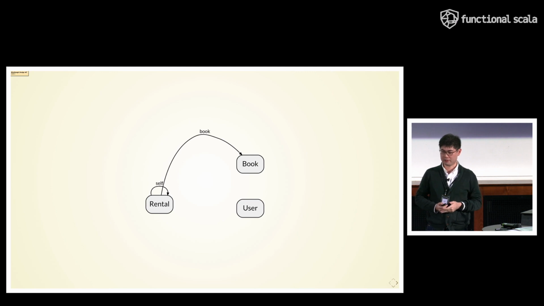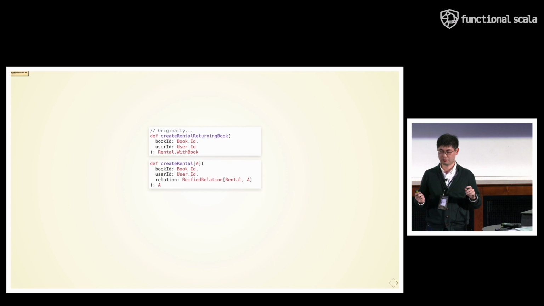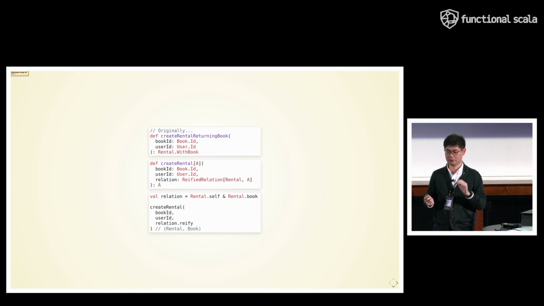How about this thing? So I will show you how to combine these two relations, which is actually pretty simple. You just use this operator, ampersand. So rental.self and rental.book. It models this traversal. And then with this method, you call it like this. So you have value relation, it's relation.self and rental.self and rental.book. And then you pass it in as an argument, and then you get a tuple of rental and book, and that's all compile time. You just have all the IDE autocomplete stuff.